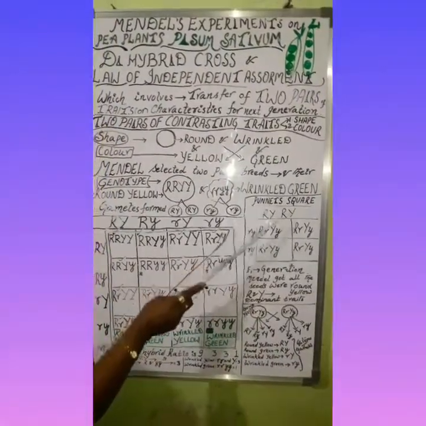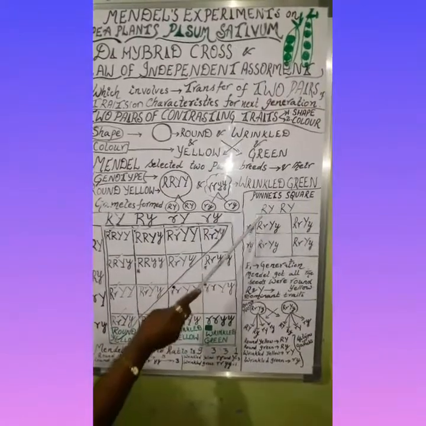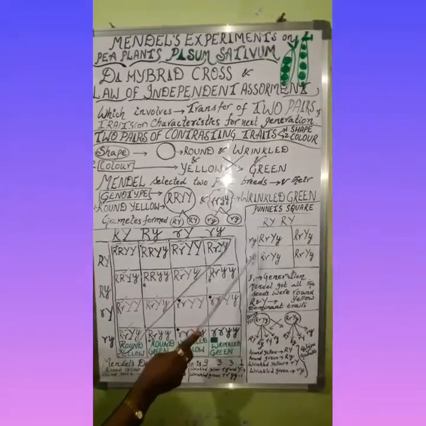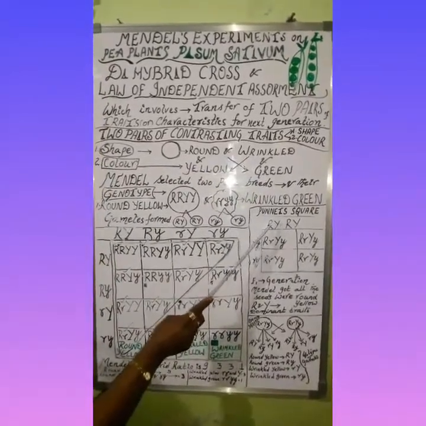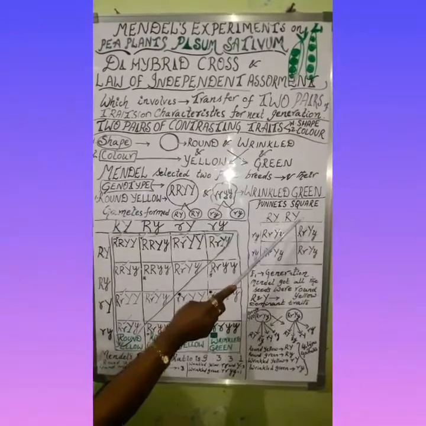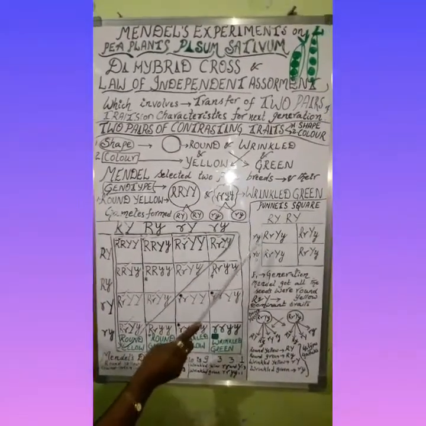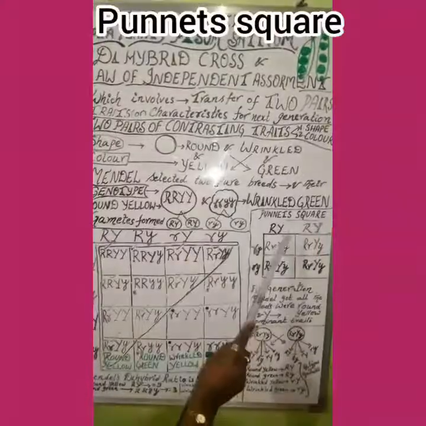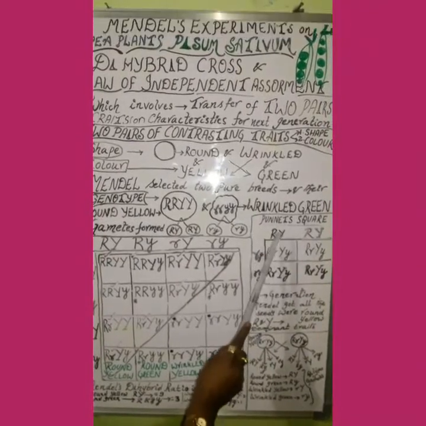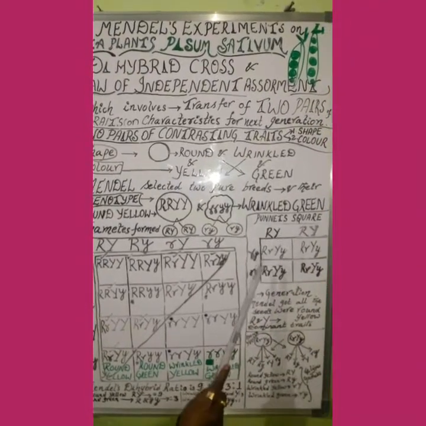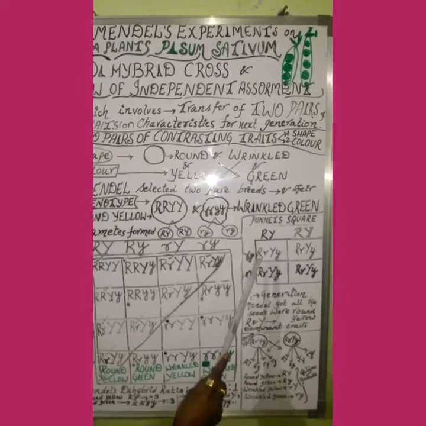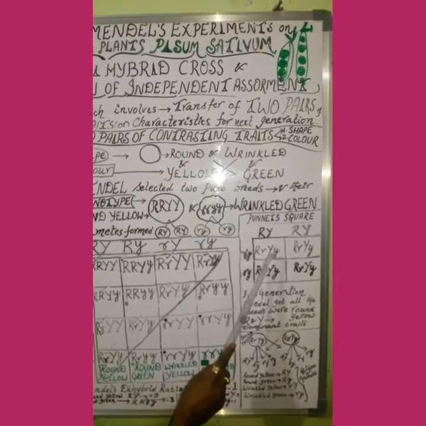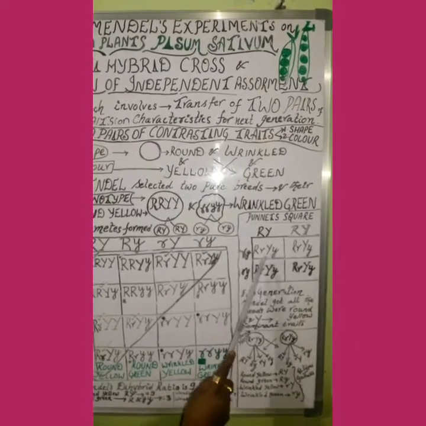Now let's write this in the form of a Punnett square. Let's write the paternal gametes at the top and the maternal gametes at the left side. So we write capital R, capital Y, capital R, capital Y at the top and small r, small y, small r, small y at the left side. Now let's fuse these two gametes. Capital R and capital Y fused with small r and small y give capital R, small r, capital Y and small y in this cell.